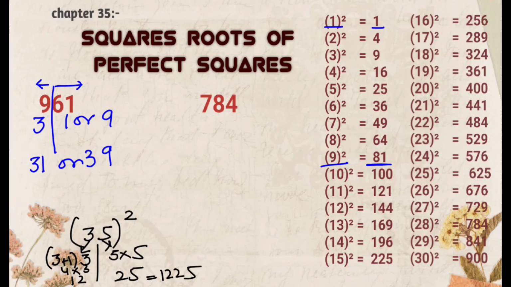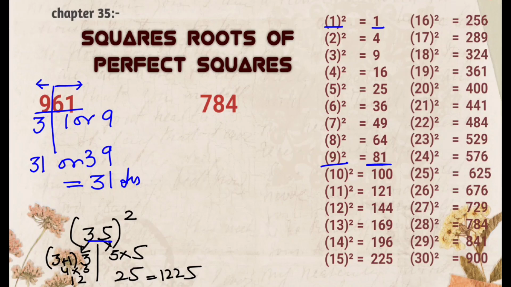Now as we can see, the square of 35 is 1225, which is greater than 961. That means the square of 39 will be much bigger than 1225. So the final answer we get is 31. So the square root of 961 is 31.